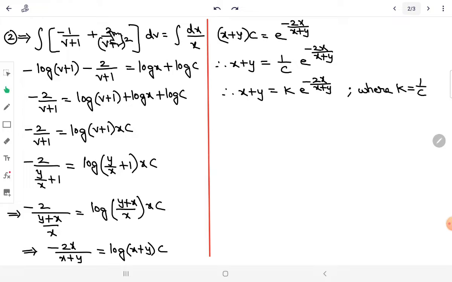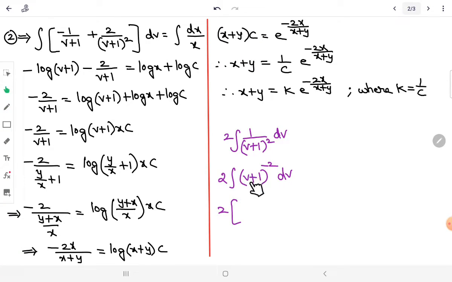Now here what you have is 2 by (v plus 1) the whole square. So the integral of 2 is a constant, times 1 by (v plus 1) the whole square. How can we write (v plus 1) the whole square? You can take it to the numerator, so (v plus 1) whole power minus 2 dv. Now this is in the formula of the integral of x power n. So what is the integral of x power n? It is x power n plus 1 by n plus 1.